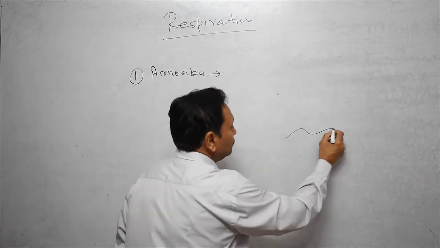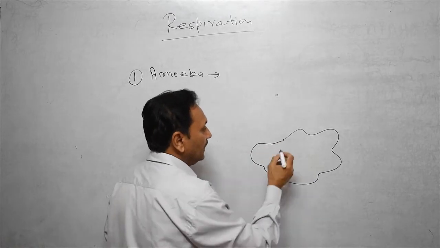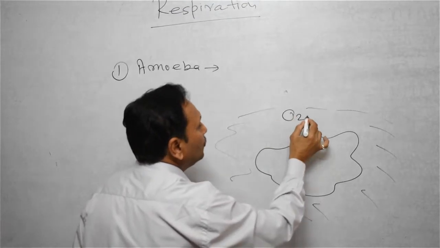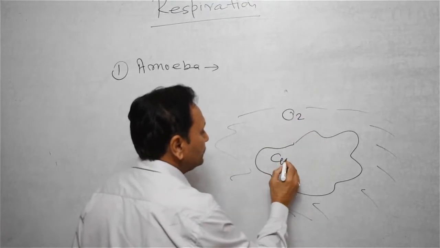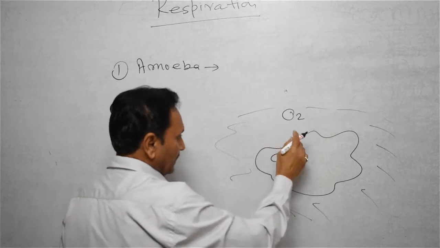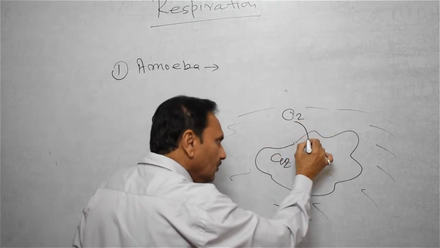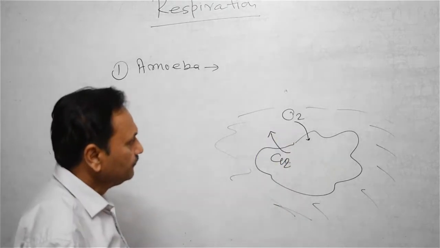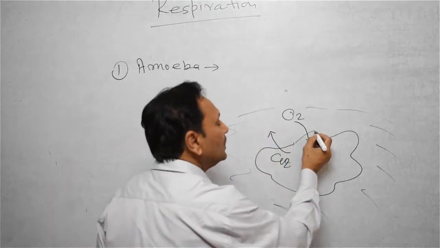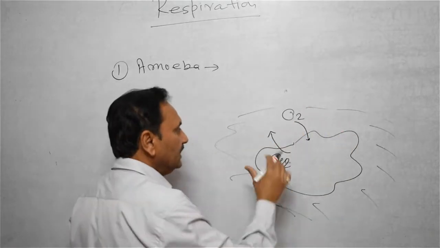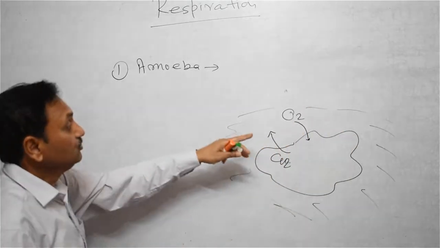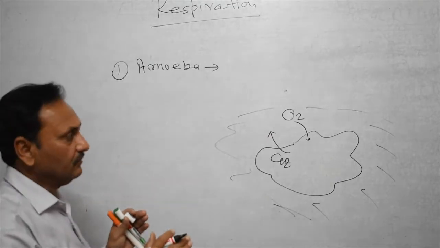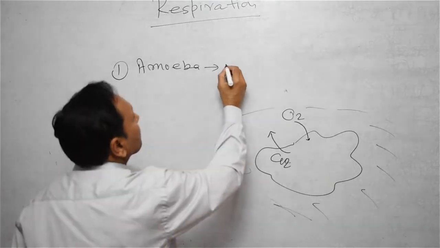Suppose this one is the amoeba and it lives in water. From the water O2 goes inside and from the body CO2 goes outside. It means the body surface or the cellular plasma membrane is involved in this respiration, so it is called body surface respiration, or surface respiration by direct plasma membrane. In amoeba, it is through the direct plasma membrane.